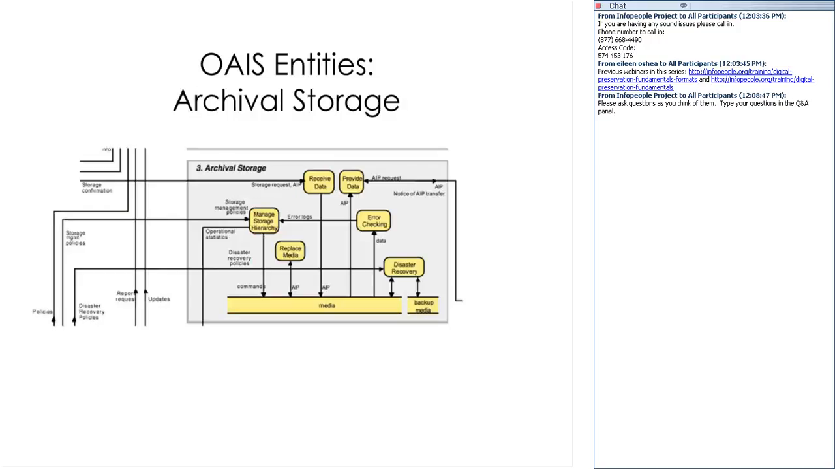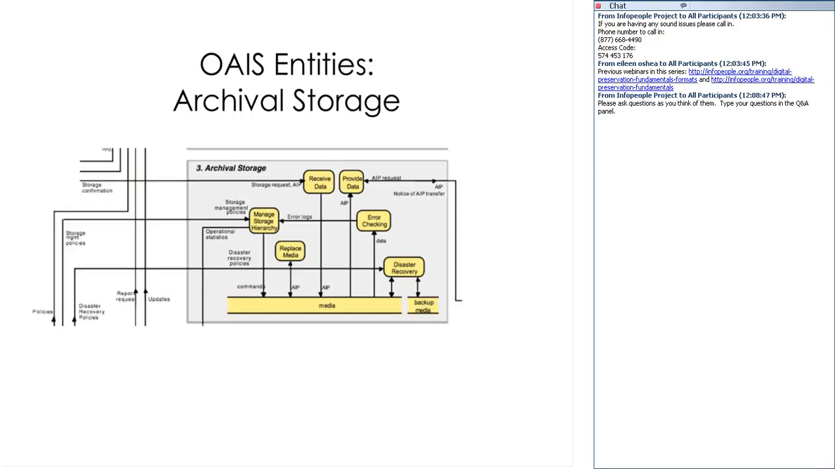Likewise, in the archival storage entity, you'll see at the bottom a media layer, and you'll see certain functions attached to that, replacing media, error checking. You'll see that disaster recovery is handled by some sort of backup media. The OAIS does not specify what those media have to be, how those functions have to be performed. What it does is serve for you as a sort of checklist to make sure you've thought of all of the important functions in preserving an archive over the long term. And for that, it's very useful.